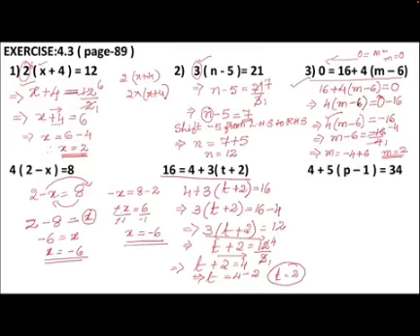So I leave this problem, children. You can solve it on your own. It's very simple.